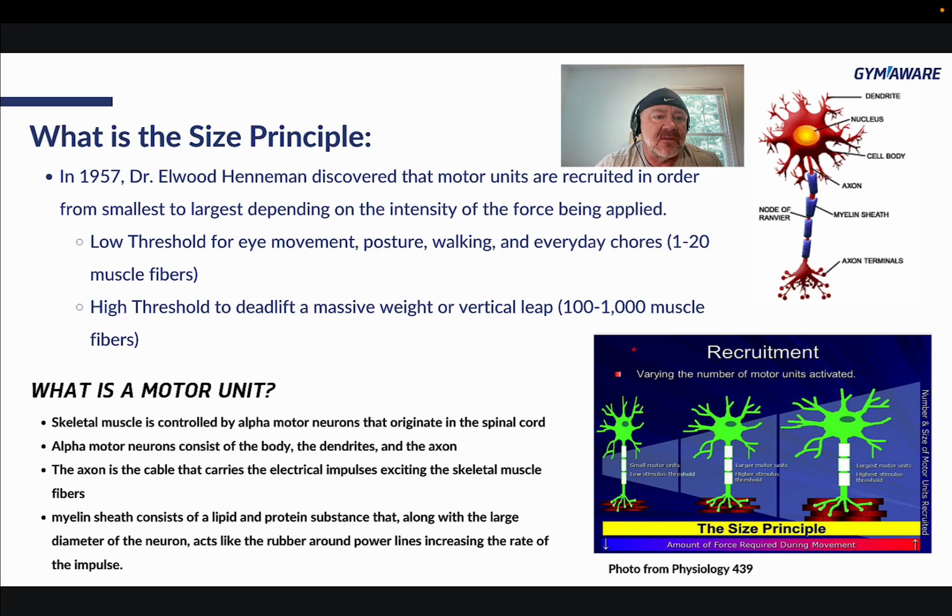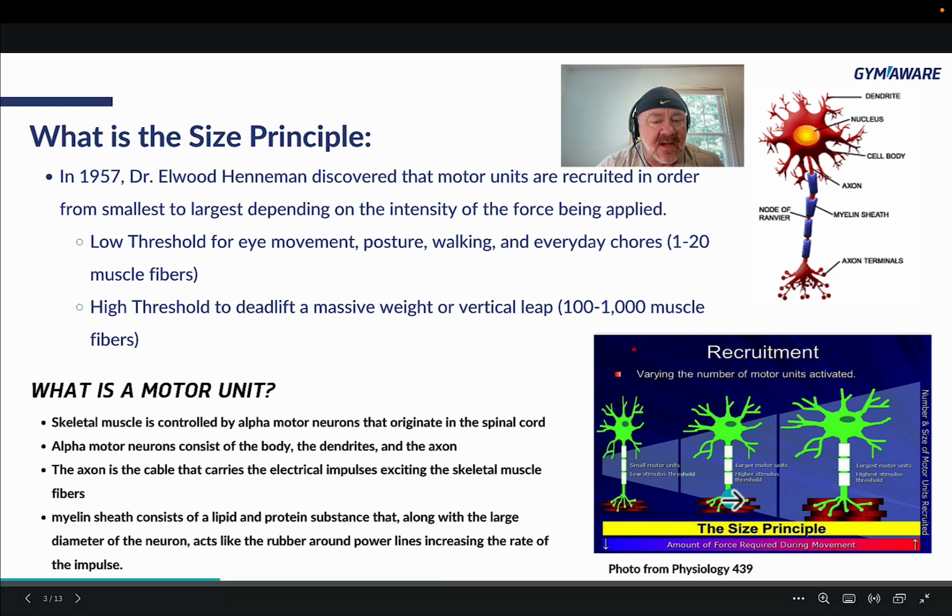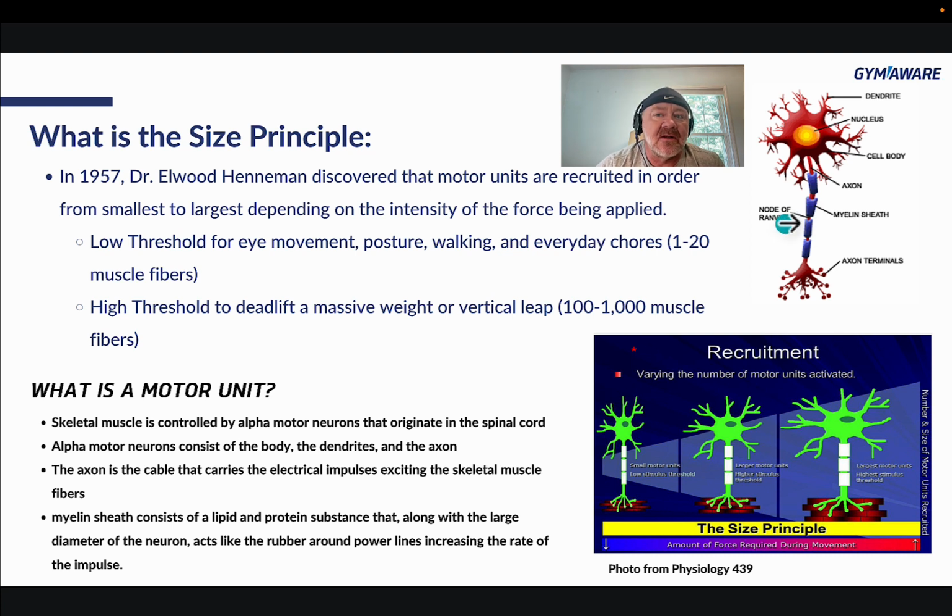So, low threshold motor units are important for eye movement, posture, walking, everyday chores. Normally a low threshold motor unit is attached to 1 to 20, a very small amount of muscle fibers. As you can see over here, a motor unit is going to be composed of the dendrites, the nucleus, the cell body. It's going to have an axon. It's going to have this myelin sheath, and that is important because it's going to make the conduction rate faster. And then these are the axon terminals that are going to be attached to whatever amount of muscle fibers that specific motor unit, or that alpha motor neuron, is connected to.